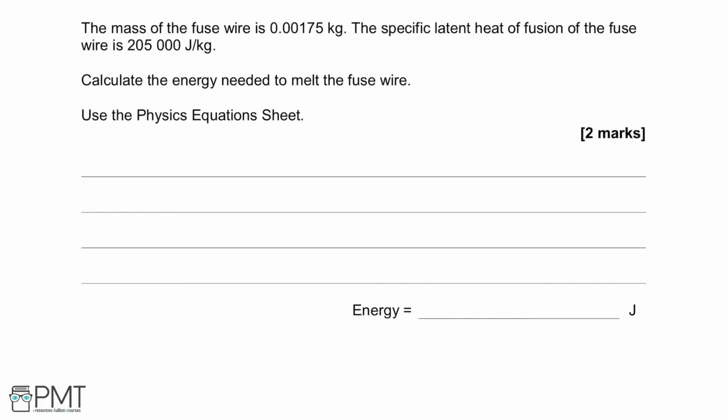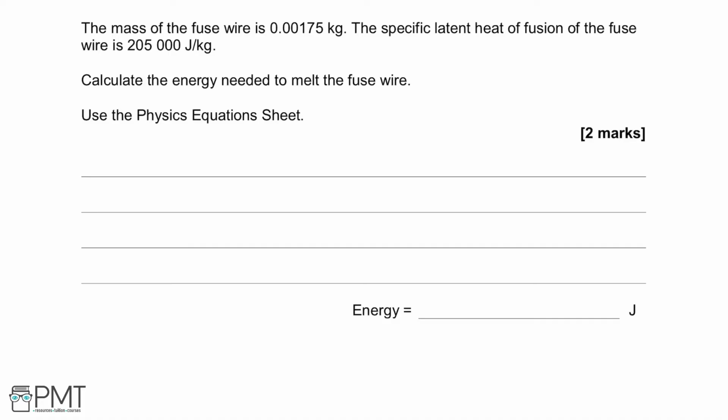For the final part of this question, the mass of the fuse wire is 0.00175 kilograms. The specific latent heat of fusion of the fuse wire is 205,000 joules per kilogram. Calculate the energy needed to melt the fuse wire. Use the physics equations sheet.